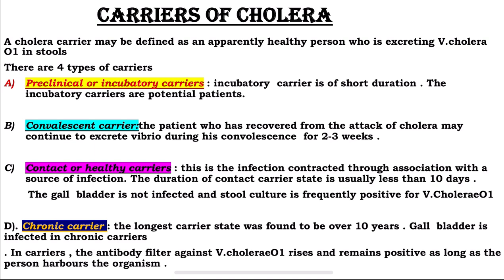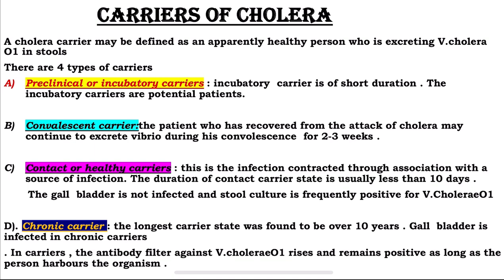If the gallbladder is not infected, the stool culture is frequently positive for Vibrio cholerae. So we see that in patients, even if the gallbladder is not infected, the stool culture will be frequently positive for Vibrio cholerae. If the gallbladder is completely blocked by some stone or there is some obstructive cause of the biliary system, the Vibrio cholerae gets trapped there, and whenever it is secreted, there is a positive test for Vibrio cholerae O1.